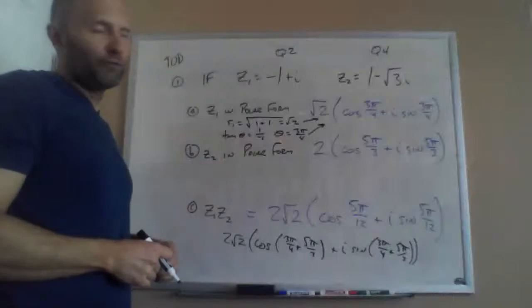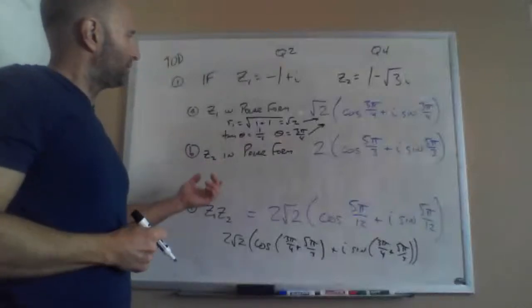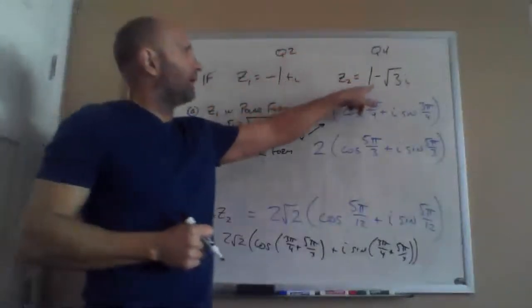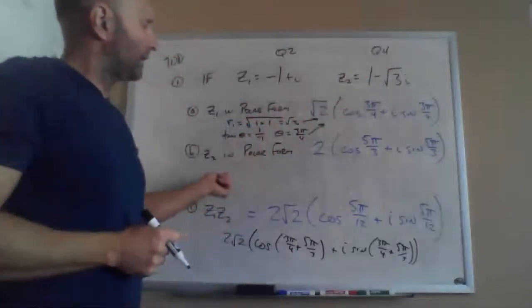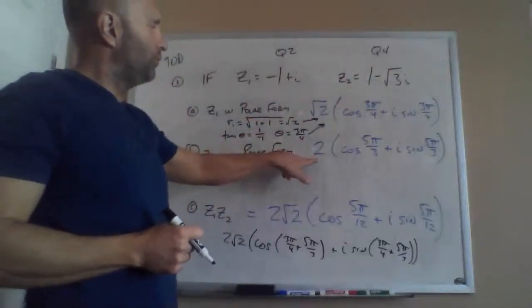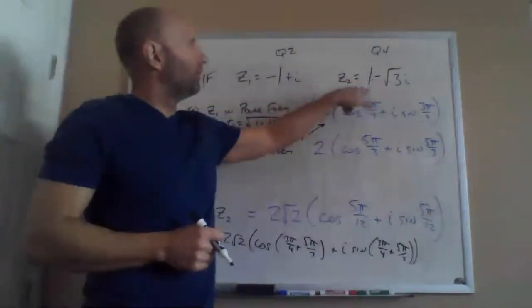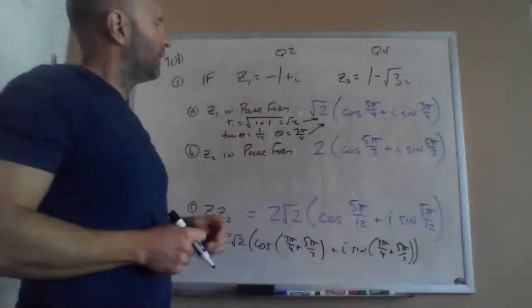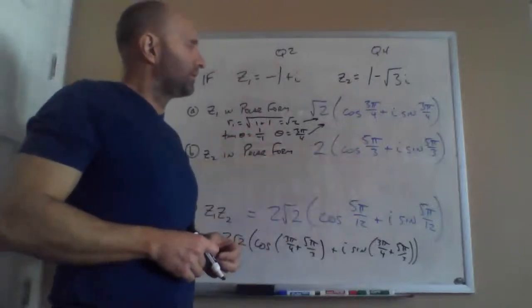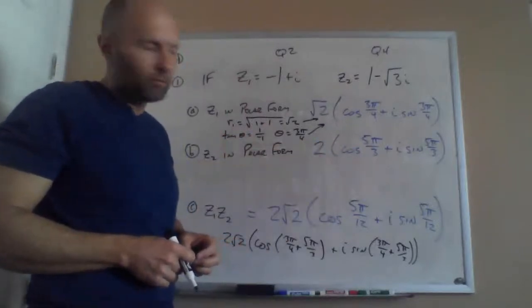And then we do the same thing for Z2. How do we find our R? Square this, square that, add them together. That's 4. Square root of 4 is 2. And then tangent of theta, B over A. So where is that? That's at 5 pi over 3.